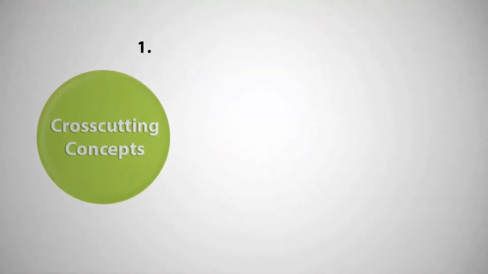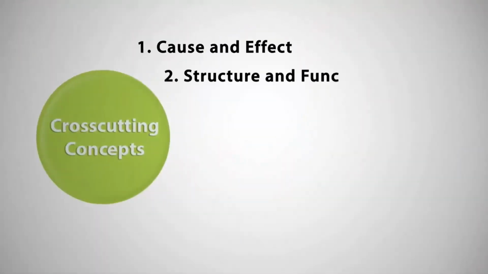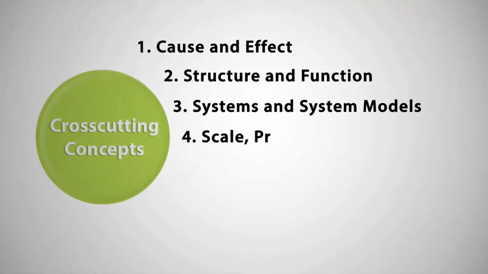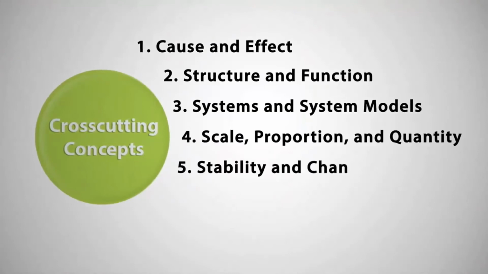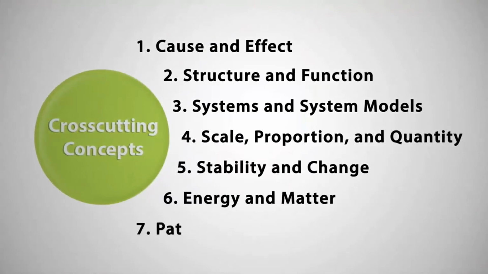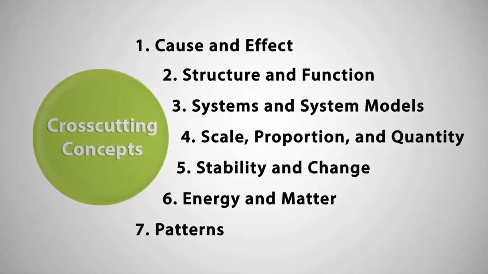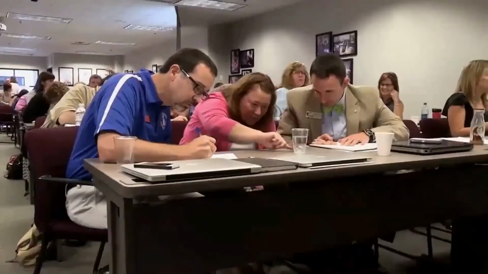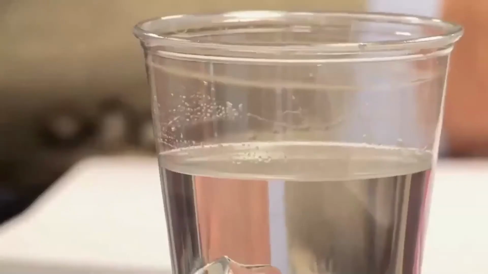Cross-cutting concepts. There's seven of them. The way we've organized them is around causality, structure and function, systems, scale and proportion, change and stability, matter and energy, and then the last thing, patterns. These cross-cutting concepts are tools that you provide to the children, and they use those tools to make sense of phenomena. So we're looking for changes in the system.